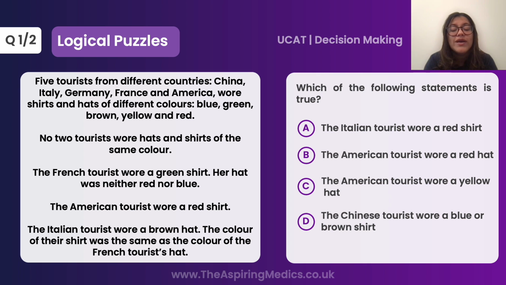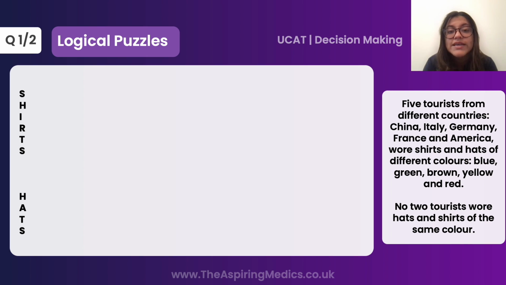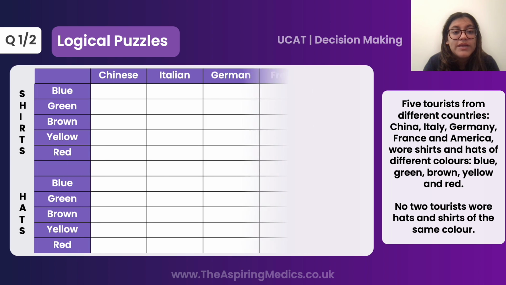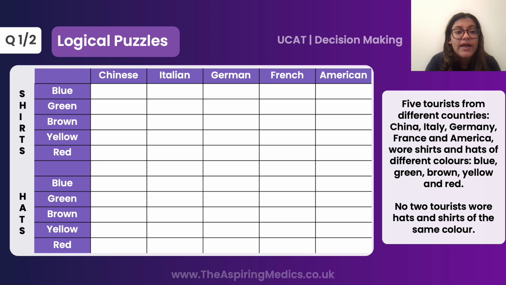So what we're going to do is break up this information into chunks. Let's look at the first sentence first. So 5 tourists from different countries, China, Italy, Germany, France, and America, wore shirts and hats of different colors, and no 2 tourists wore hats and shirts of the same color. So what have I done with this information? I've simply created a table. So I have all of the tourists here, and then I've put their shirt colors here, and then their hat colors below that. So I've literally just made a table so I can synthesize this information and make more sense of it.